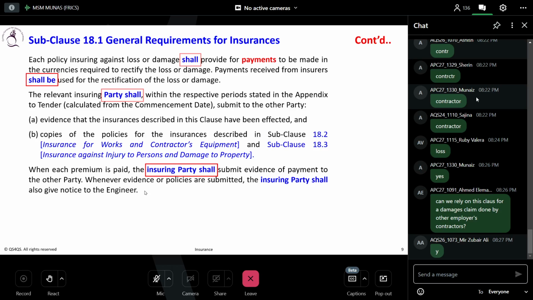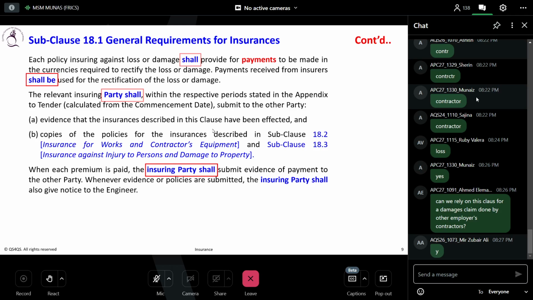When each premium is paid, every time you have to pay the insurance premium, the insuring party shall submit evidence of payment to the other party. Whenever evidence or policies are submitted, the insuring party shall also give notice to the engineer. That means, say the project got delayed. Okay, do you need to extend the insurance validity period or not? I guess you should. Yes, so you have to.